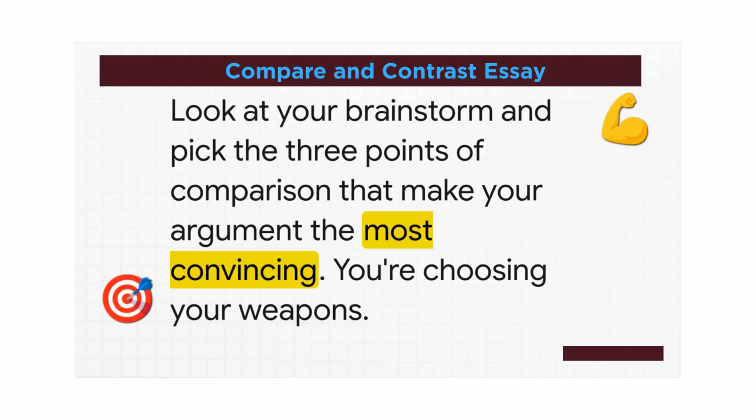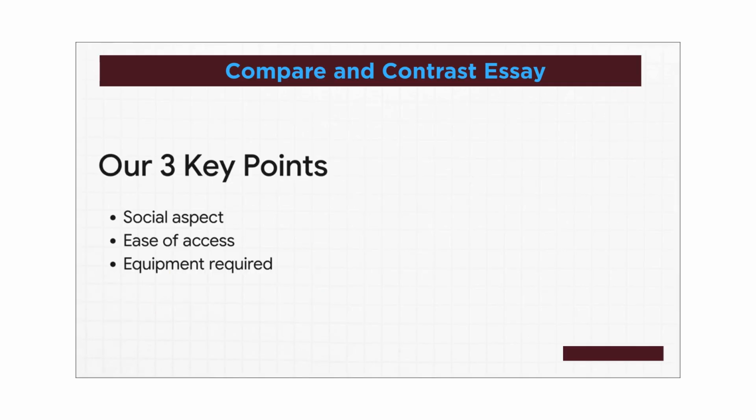You're not just listing off facts here. You're choosing your weapons. So for our running is better argument, we've picked our 3 champions. The social side of each sport, how easy it is to actually do them, and the gear you need to get started. These 3 points are about to become the 3 body paragraphs of our essay.